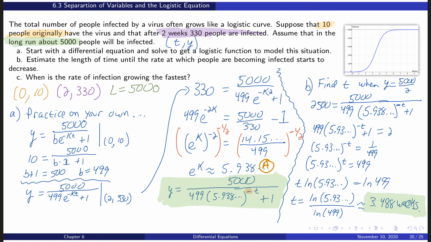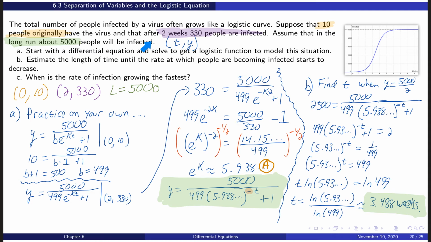Last slide. Now we're going to apply our logistic growth equation to an example. The number of people infected by a virus often grows like a logistic curve. Suppose that 10 people originally have the virus, and after 2 weeks, 330 people are infected. Assume that in the long run, about 5,000 people will be infected.